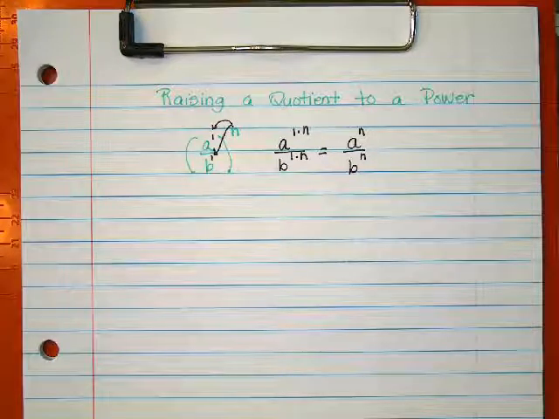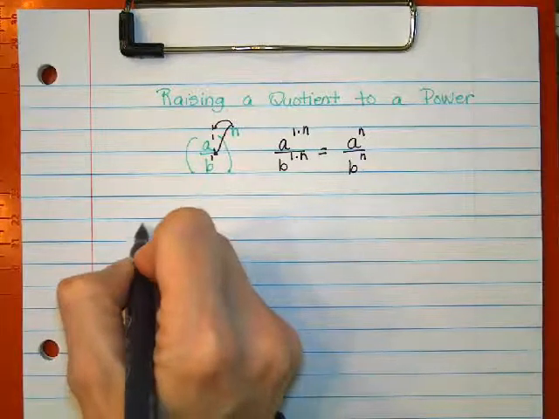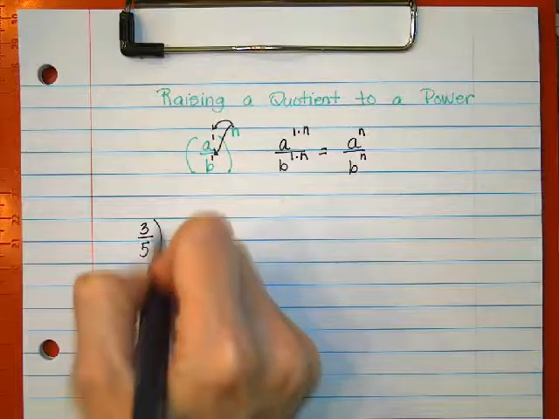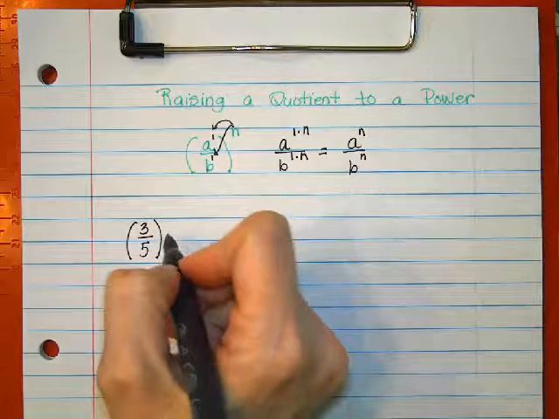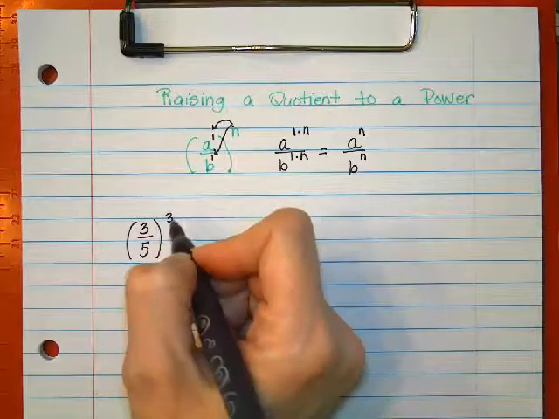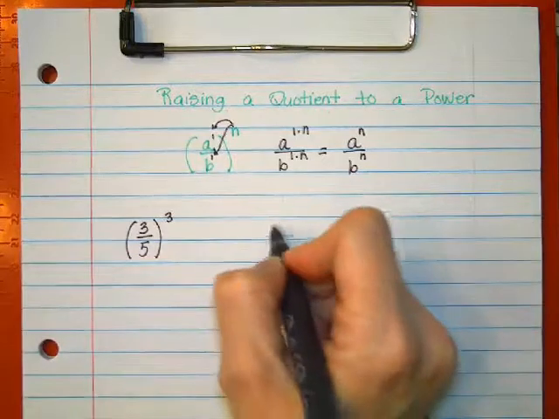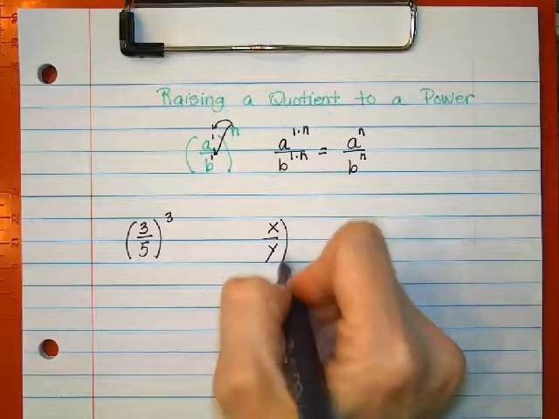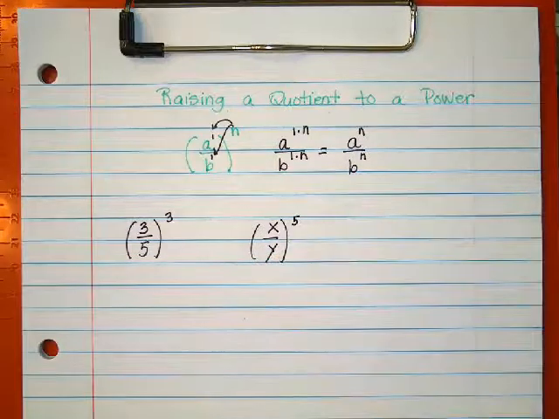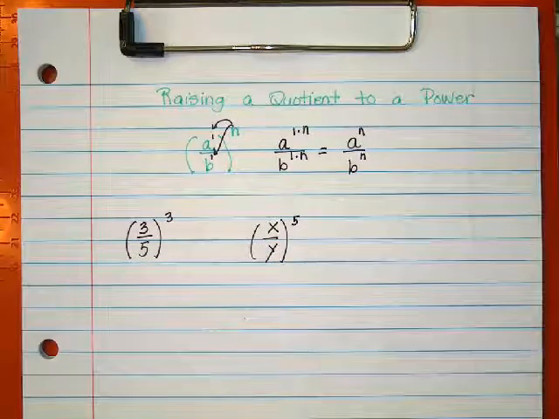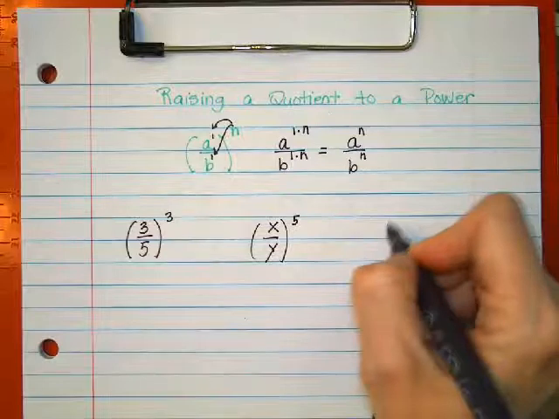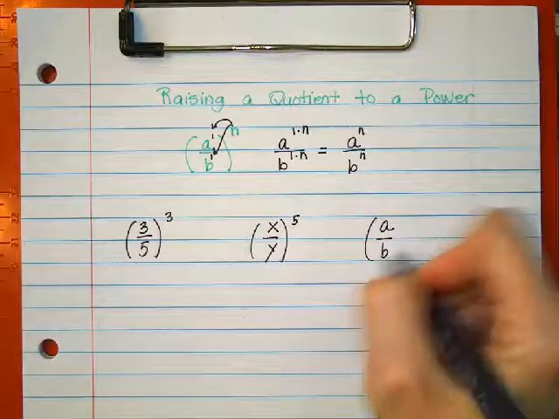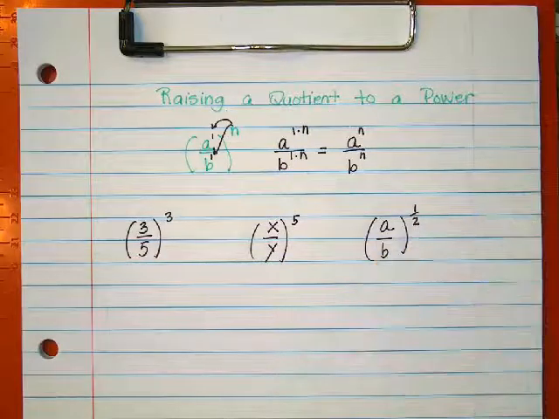So we're going to go ahead and do just a few together. So we're going to do 3 over 5, and we're going to raise it to the third power. And then we're going to do x over y, and we're going to raise it to the fifth power. And then we're going to do a over b, and then we're going to raise it to the 1/2 power. All right, so here are 3 examples.